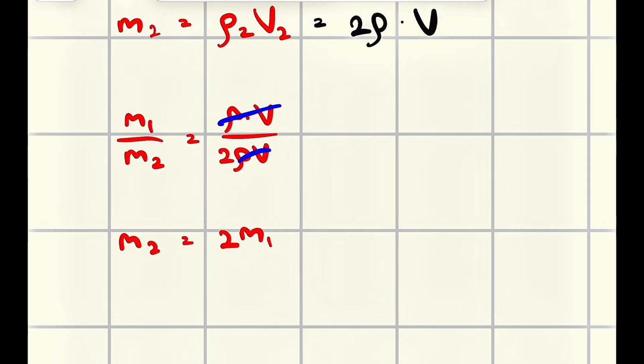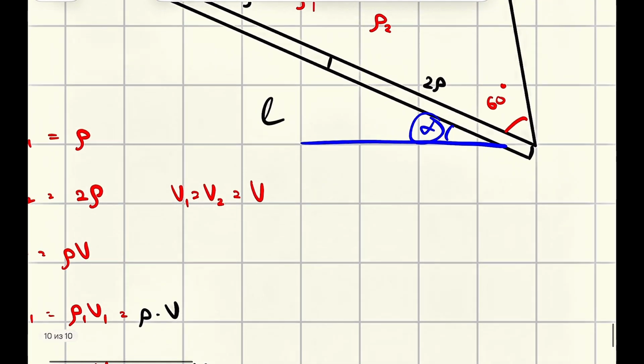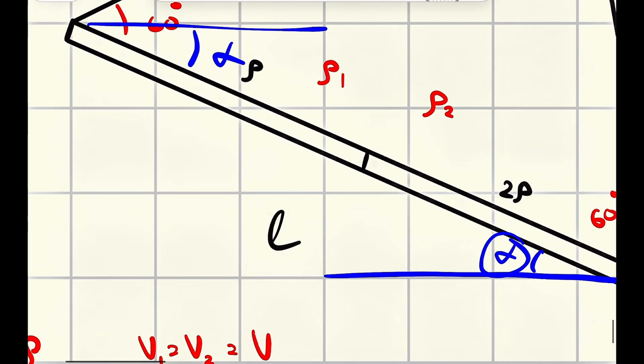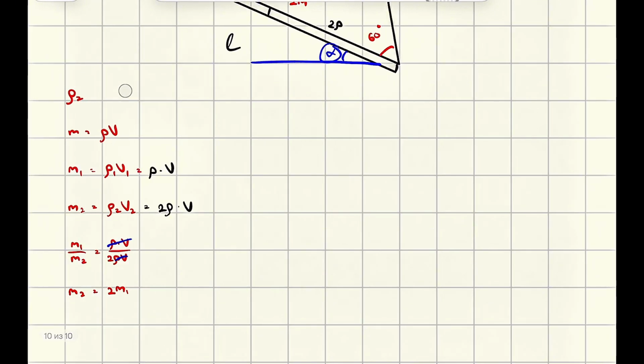So basically, if I call the mass of object 1 just m, it means that the mass of object 2 would be double m. Let us write it somewhere here. This is m, this is double m. Yeah, that would be good. This is just a short proof of why their masses differ by a factor of two.